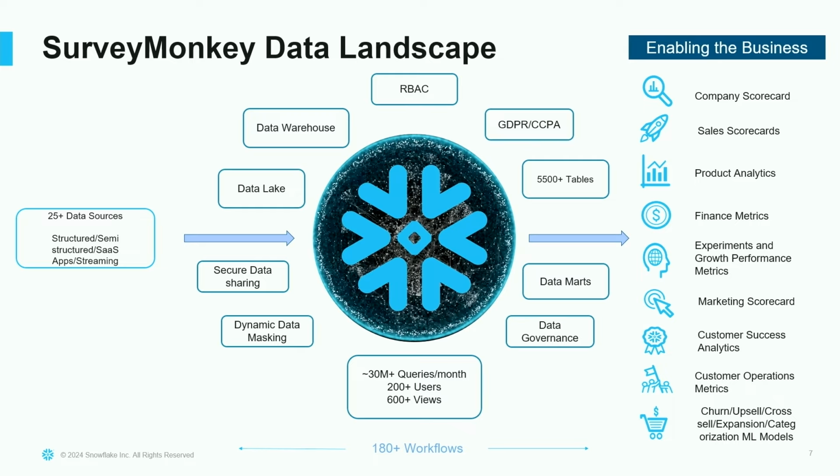We have more than 30 million queries per month that are run in our Snowflake system. We have more than 200 users that go to Snowflake and ask questions and get the answers through data. And we have more than 5,500 tables and 600 plus views. That just shows the overall full broad landscape of our Snowflake ecosystem.